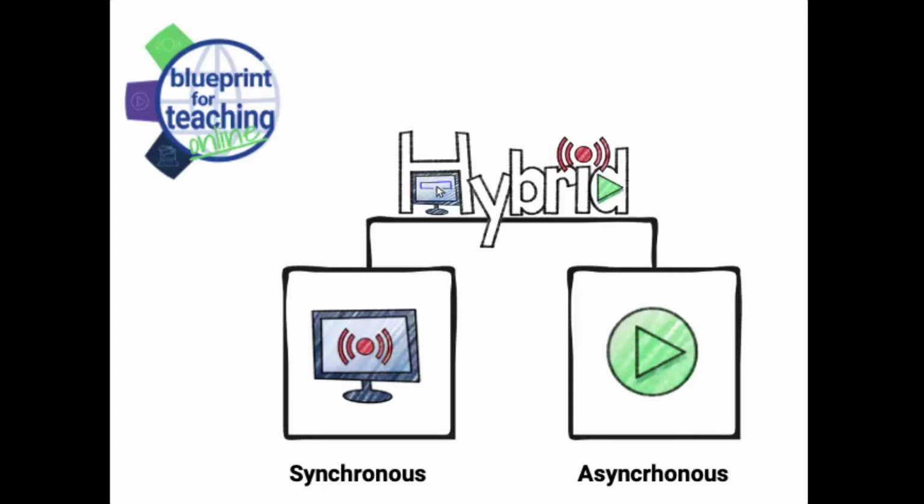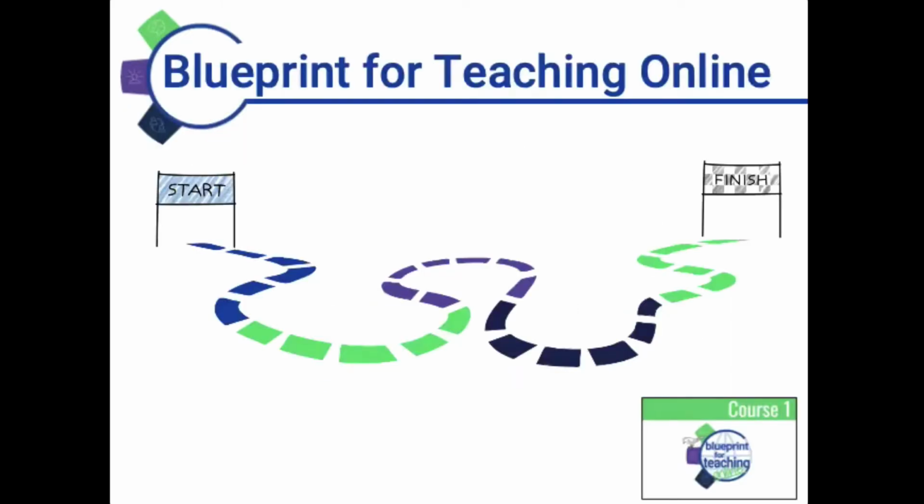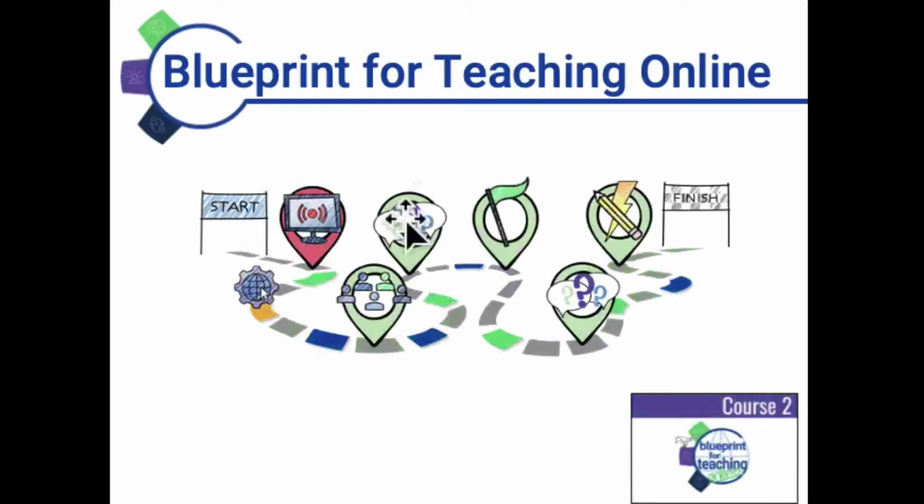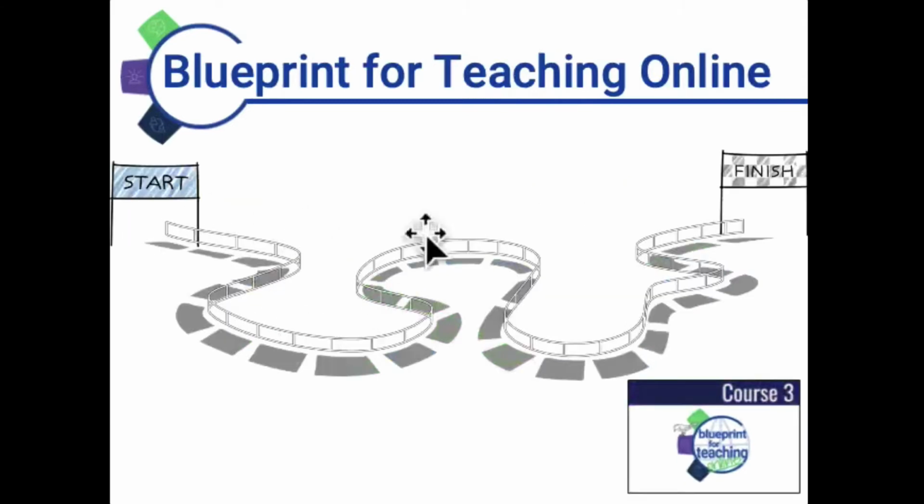We'll use a hybrid model. A hybrid program is one that combines synchronous learning, which is those live sessions, with asynchronous learning, which is a self-paced learning path. The Blueprint for Teaching Online will help teachers create a consistent hybrid learning path for students, and then integrate that learning path with activities along the path that focus on interaction and engagement. And then finally, we'll create guardrails or support strategies that help learners feel safe, supported, and create a sense of belonging that learners need to keep them on that path.